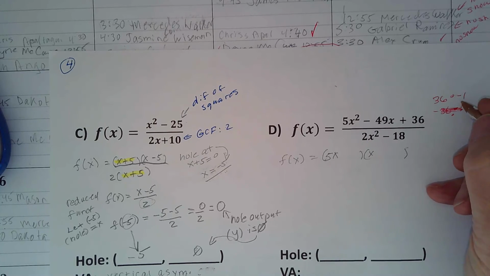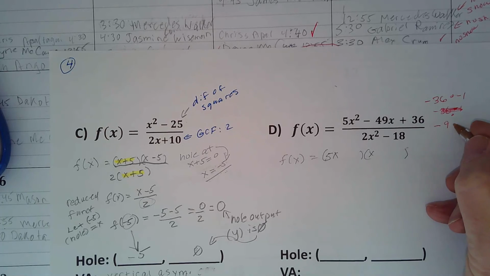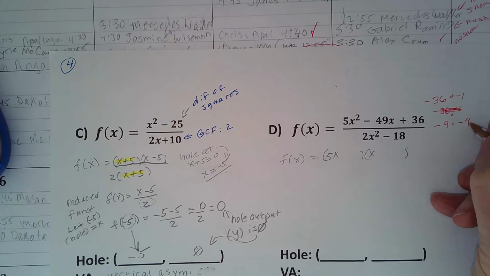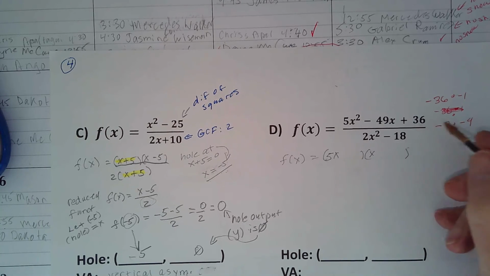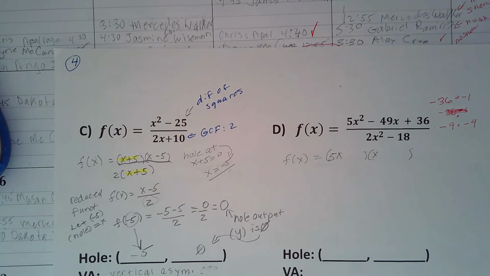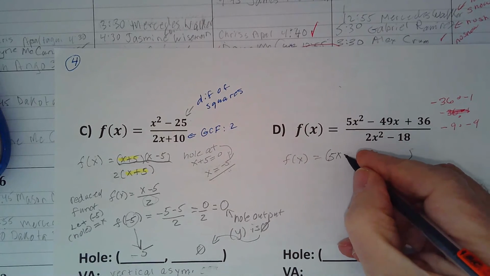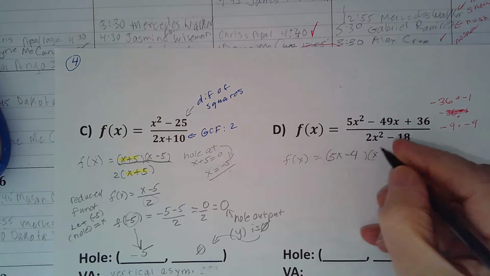No, it has to be both negative. They have to both be negative. Negative 36 times negative 1 gives positive 36. All right, so then let's try negative 9 times negative 4. That's going to equal positive 36. I think that's what's going to work. But it's negative 4 times negative 9. So let's try it and then check the rainbow. So negative 4 and negative 9.